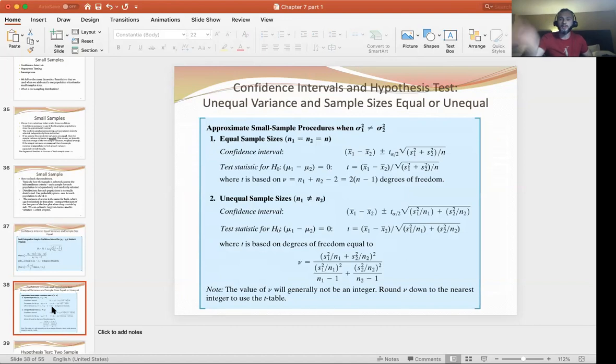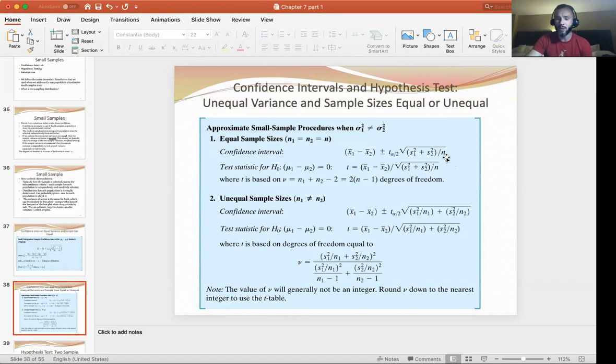All right. So what do we do? What are we to do when the variances are not equal? Well, we ask ourselves if we have equal sample sizes or not. If we have equal sample sizes, then we do what's at the top of this box. If we have unequal sample sizes, we change it just a little bit to account for the fact that we do not have the same n everywhere.